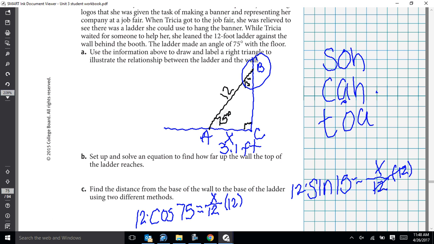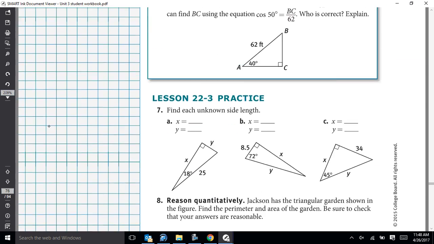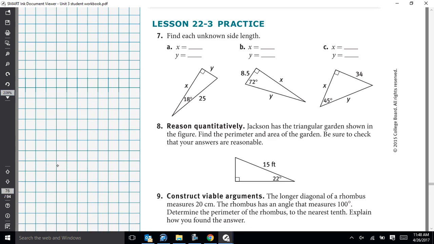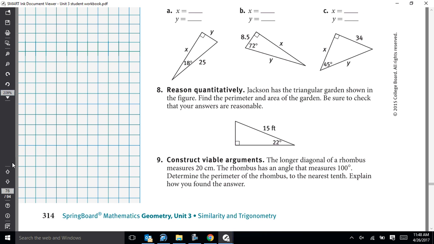All right, so how do we feel about solving using trig functions? We're okay? Yeah. All right. I agree. So then your homework is going to be 7 through 9 on page 314.